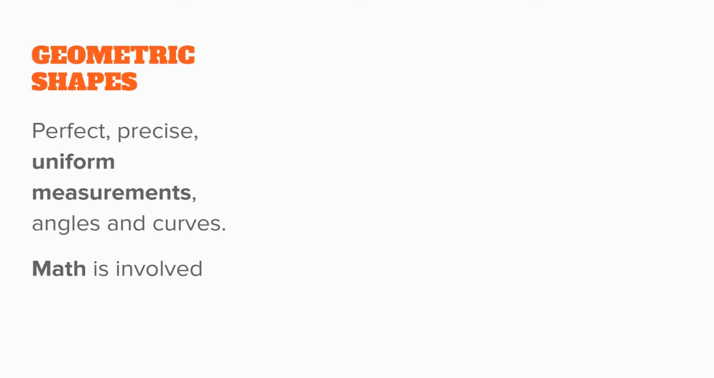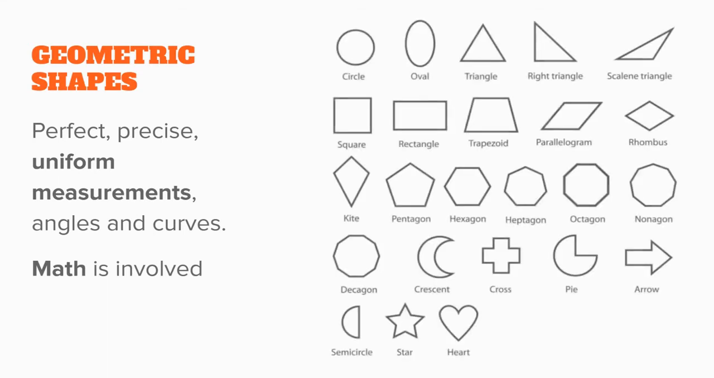Geometric shapes are perfect, precise, and uniform. Their measurements, angles, and curves are mathematical. These are the types of shapes that have names: circles, triangles, parallelograms, octagons. Any shape that has a name and has some sort of mathematical equation with which to create the shape is considered geometric. So when you see a shape that is typically man-made, it looks perfect and precise, and you needed a ruler or some sort of special tool to make it perfect, you can bet that it's geometric.